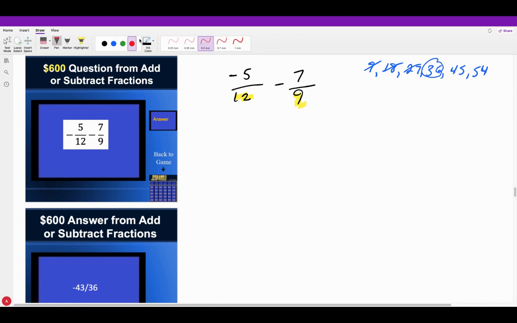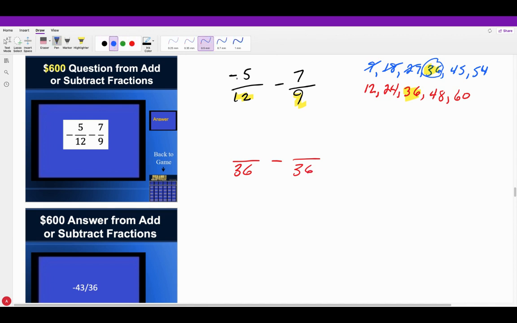And if this doesn't make sense to you of like knowing which one 12 goes into, then take your other denominator and write out its multiples as well. And then you can see, all right, well, do they share any? And yes, they both share this 36. So I know that my least common multiple or my least common denominator would be 36. So my goal now is to turn both of these into 36.